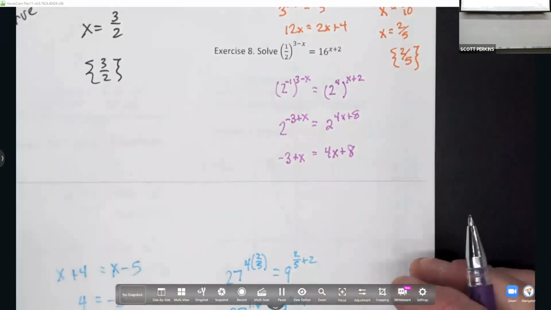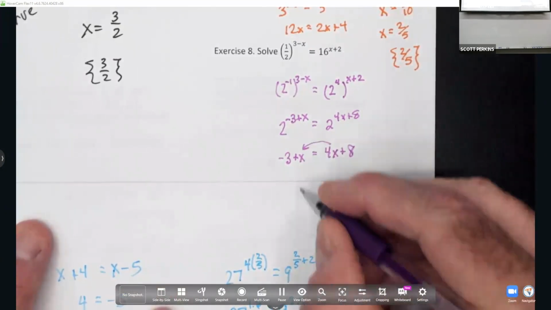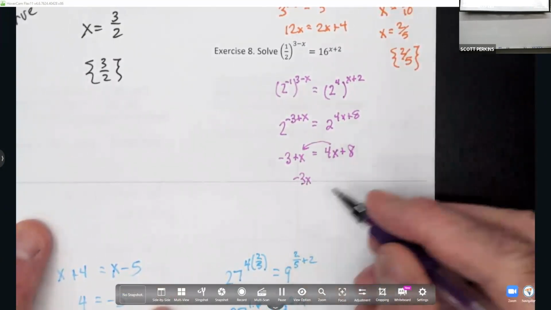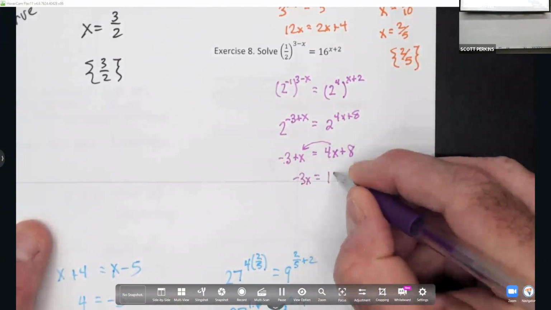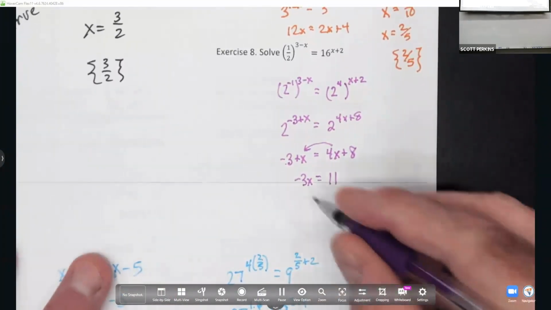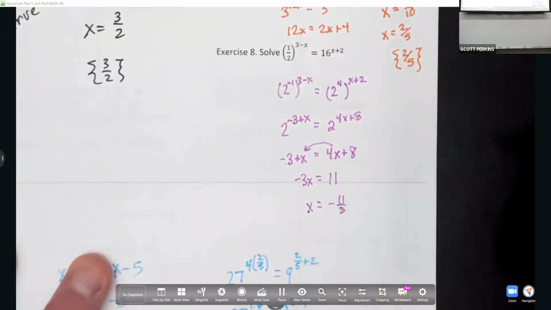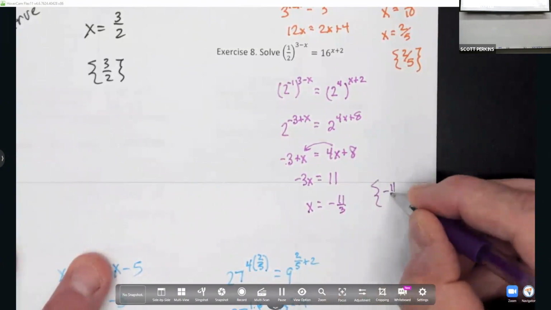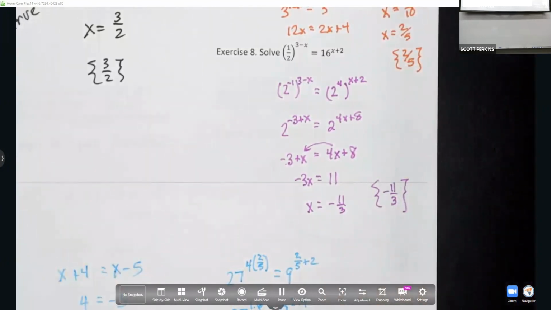I'm going to put all of my x's on the left, so I'm going to subtract the 4x to get it over here. When I do that, I have -3x. Then I'm going to add the 3 to get all the 3's over on the other side, and I get 11. And when I divide both sides by -3, I get -11 thirds. So there it is. There's my solution. That would make both of those equal.